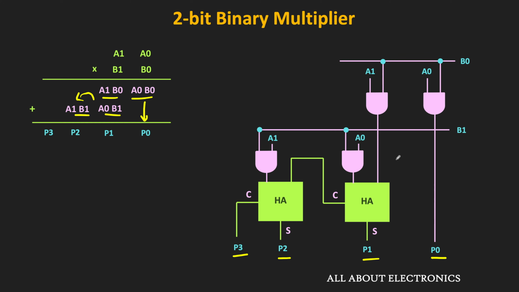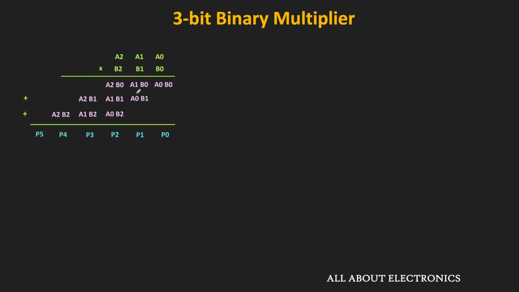Similarly, let us see the design of the 3-bit multiplier. As you can see over here, there are a total of 9 partial products, that is A2B0, A1B0, A0B0 and so on.